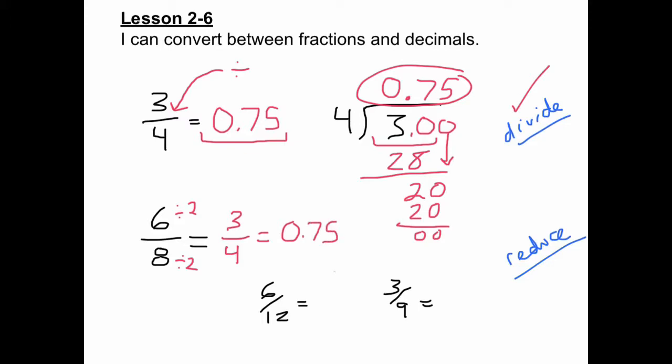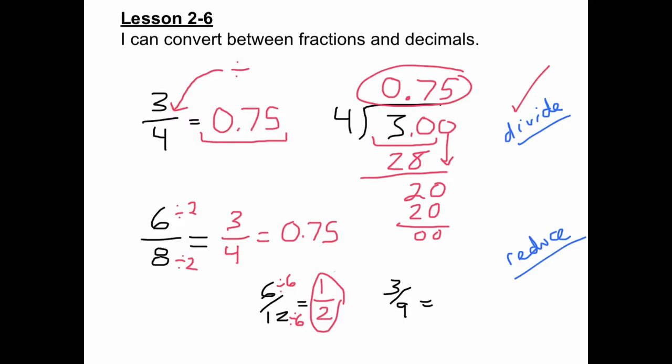Reducing is a good strategy because 6/12, if you don't know what 6/12 is as a decimal, you do know what it is if I reduce it to 1/2. The common factor of 6 and 12 is 6. 6 goes into itself once, and 12 divided by 6 is 2. 6/12 is 1/2 or 0.5.